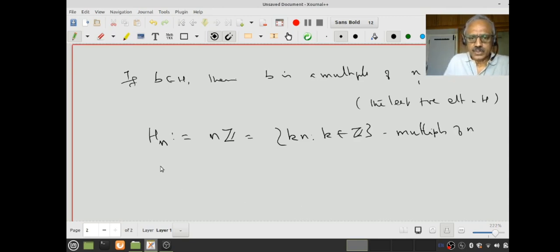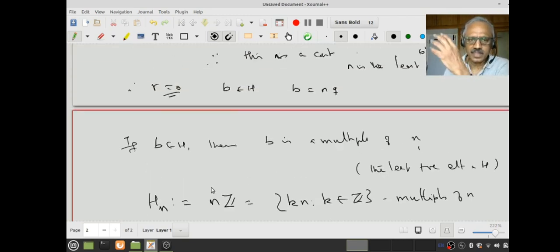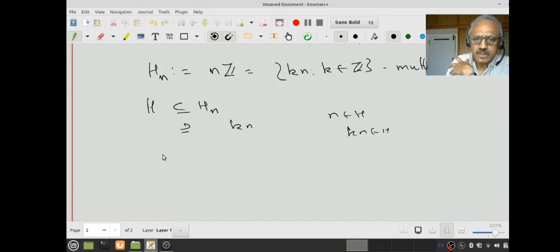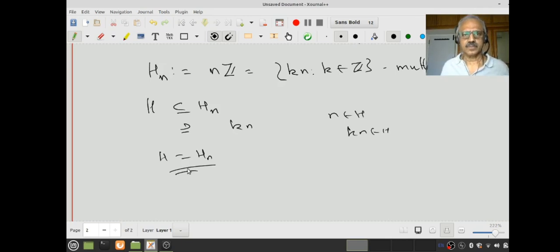So what you have shown is my subgroup H is a subset of Hn. That's all I have shown, right? Any element B in H is a multiple of n. Therefore, all I know is this. But I want to say the other way inclusion is also true. Why? Because you start with any element here, it is of the form k times n. Since n is in H, k times n is also in H. Therefore, H equals Hn. Have you understood?